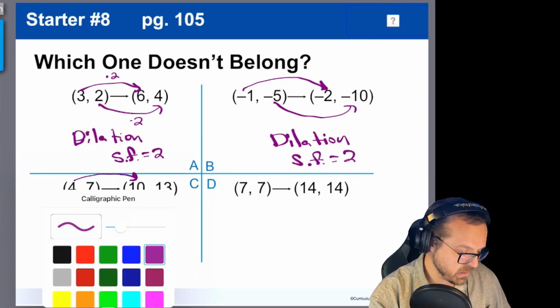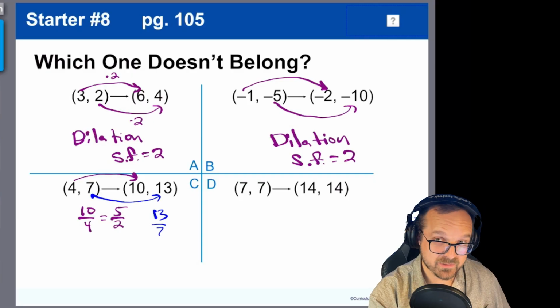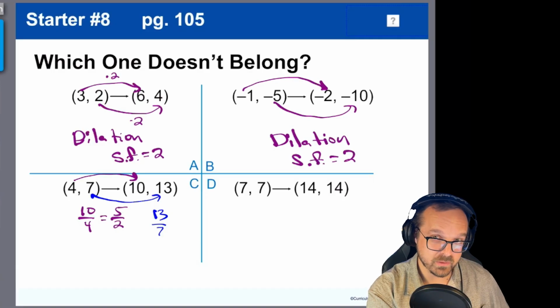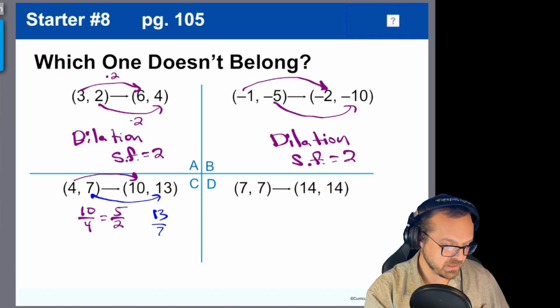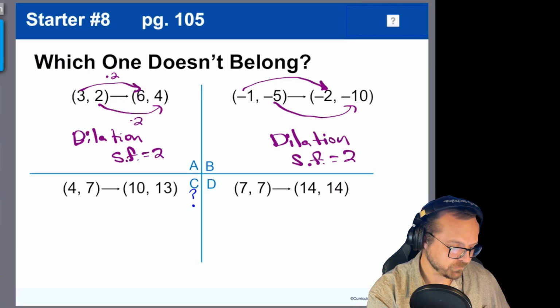And then doing the y value, going from 7 to 13, the new is 13 divided by 7. Well, that doesn't reduce. So these actually aren't a scale factor, because we're not going from the original to the new the same way by multiplying, right? So this can't be a dilation. This one has to be something else. So maybe we'll come back to that.